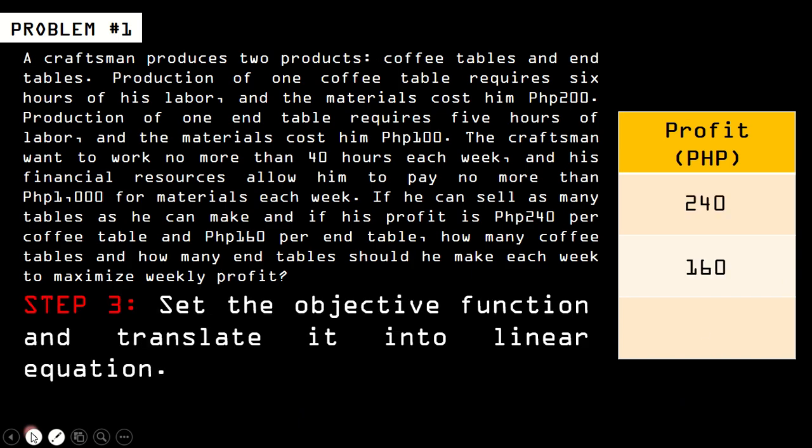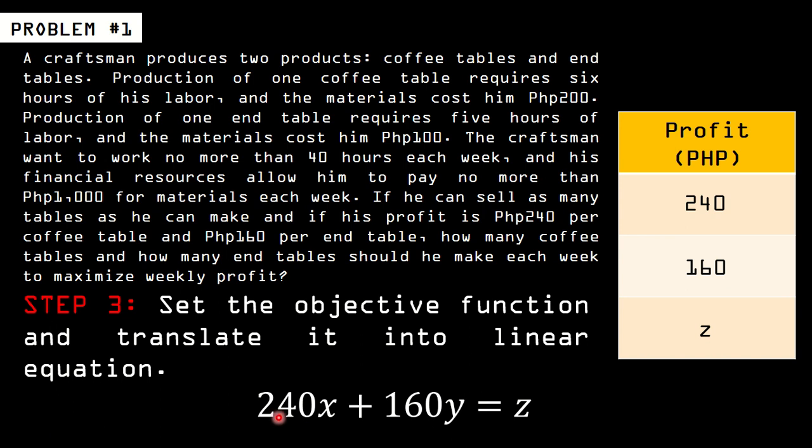So as we recall, for the coffee table, we have 240 pesos profit per coffee table and then 160 pesos per end table. So if we're going to represent that in a linear equation, we'll have 240x, which is the quantity of the coffee table, plus 160y, which is the quantity of the end table, is equal to z. So 240x plus 160y is equal to z.